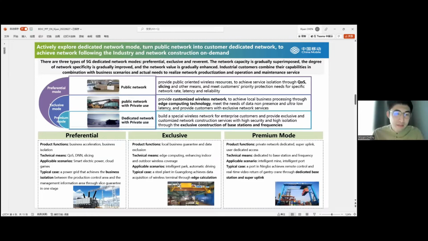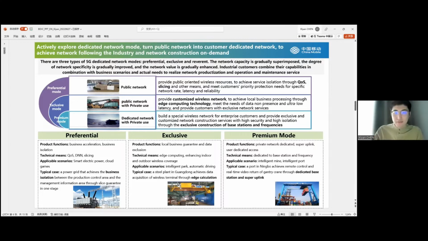For example, the first level is for business acceleration and business isolation, and by using different technical ways, we can achieve a private sector from the public networks, which is a very low level of service. And for the executive mode and the premium mode, they will have their own unique network functions separate from the public networks. Which means with those two modes, the enterprise can have its own network.